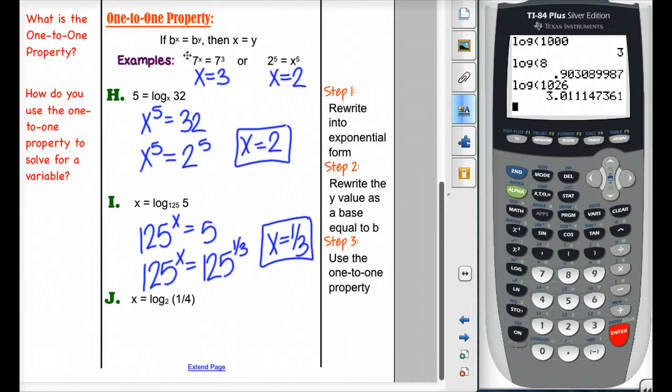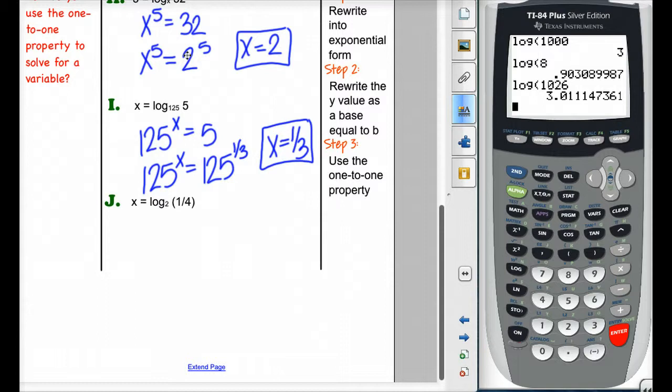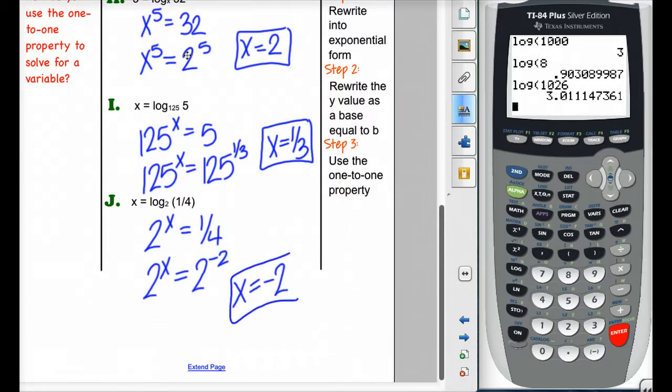For this bottom one, for j, we have log base 2 of 1/4 is equal to x. That means that 2 to the x power is equal to 1/4. Well, to get a fraction from a whole number base, that means that our exponent has to be negative. And that means that I need to turn 2 into 4, which would be squared. I need to get my bases matching. So I know that 2 to the x has to equal 2 to the something. Well, 2 to the negative 2 I know equals 1/4. Therefore, x equals negative 2.